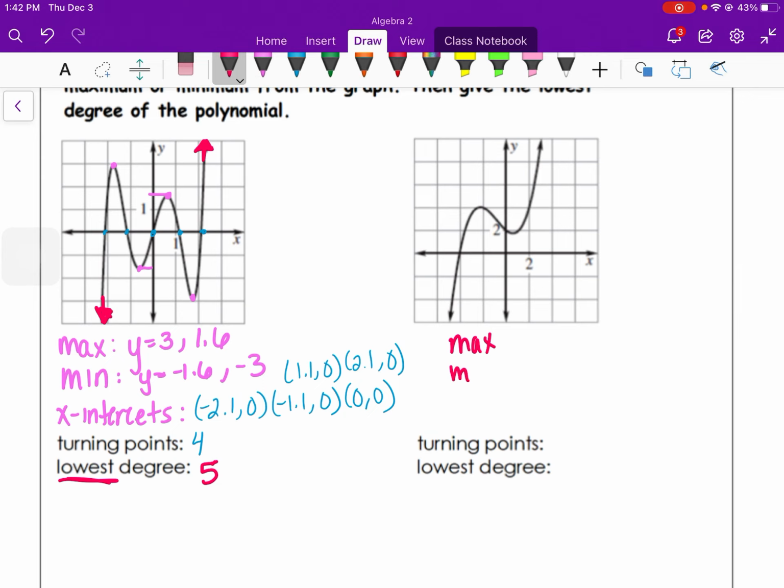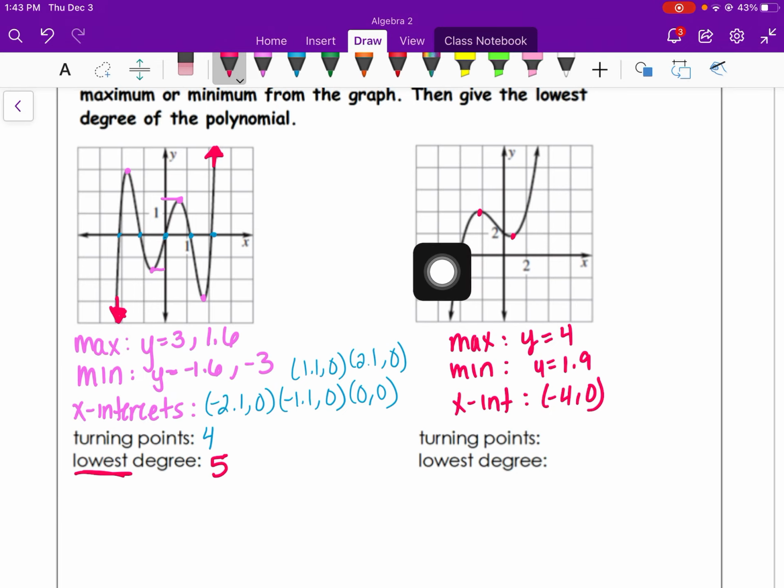Okay, over here, max, min, and x-intercepts. So the maximum is going to be at the top of the hill, which is right here. And this graph is counting by 2's, which means that maximum is at y equals 4. The minimum is the bottom of the hills. There's only one here. So that looks like it's about 1.9 for a minimum. The x-intercept is where it crosses the x-axis. There's only one, and it's at -4, 0.